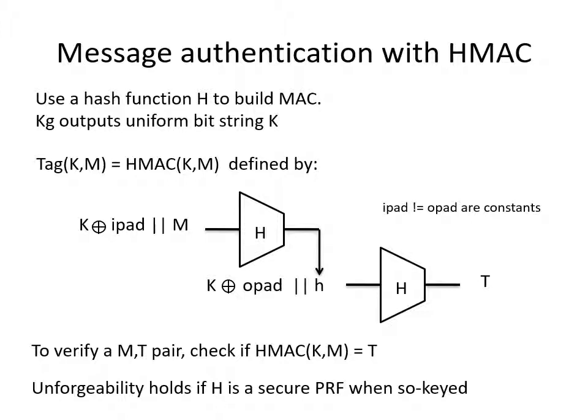So whenever you're sending data encrypted with CBC or with counter mode, you would like to do an HMAC also so that you can make sure the data hasn't been modified. Any questions?